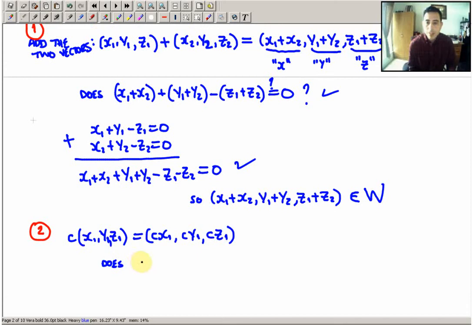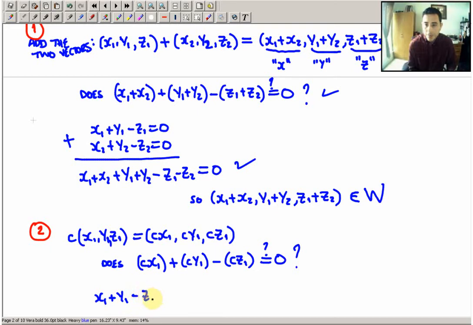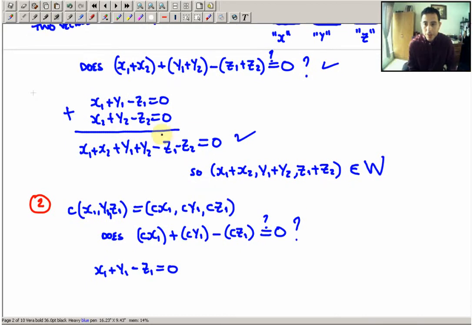So does cx1 plus cy1 minus cz1 equal 0? How do we know? Well, let's pick the equations again. We have an equation from the first vector, because the first vector is in W, right? The x1, y1, z1 is in W. It satisfies this. So we can multiply.